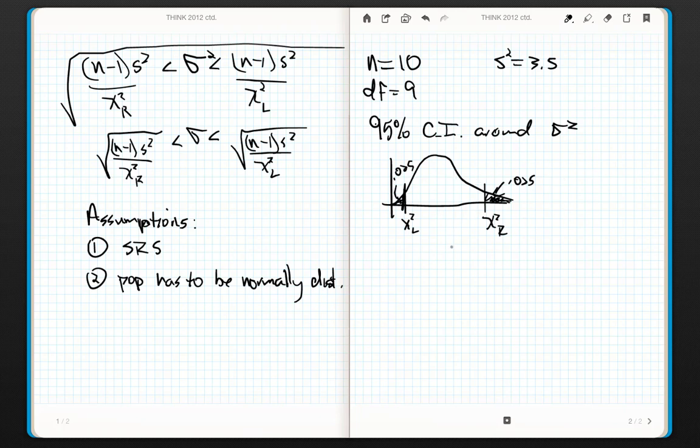All right, so what we're going to do is we've got our n. Notice the formula is actually really simple. You need n, you need s, you need chi-squared. So when we're doing one of these, we're going to find chi-squared left and chi-squared right, and we're just going to dig them out of our formulas.